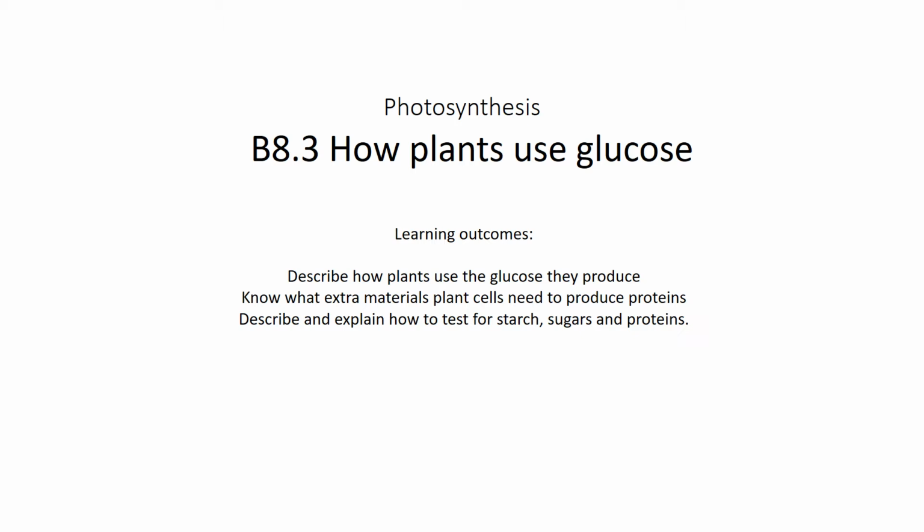Now, hopefully you've watched Lesson 1 and 2, as well as the required practical. What we're now going to take the opportunity to do is look at the products that are made during the process of photosynthesis and how the plant utilises those products, and the different ways that the plant utilises those products for its different life processes.